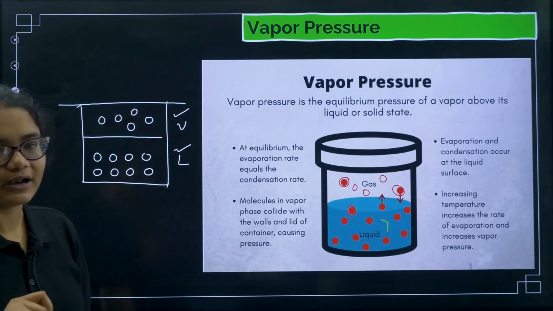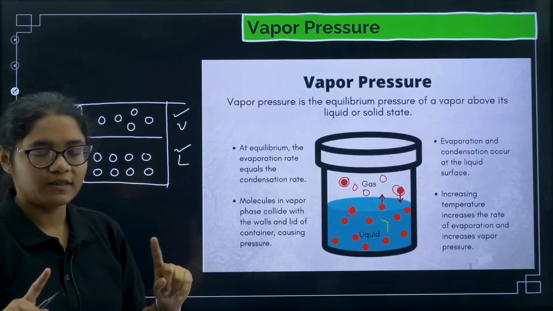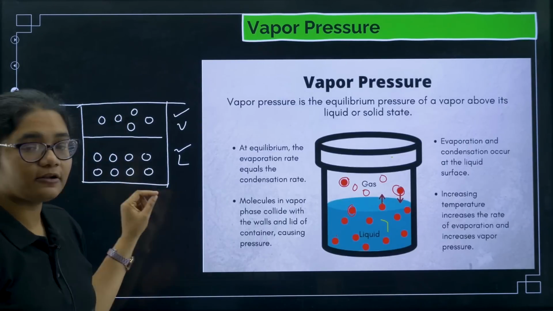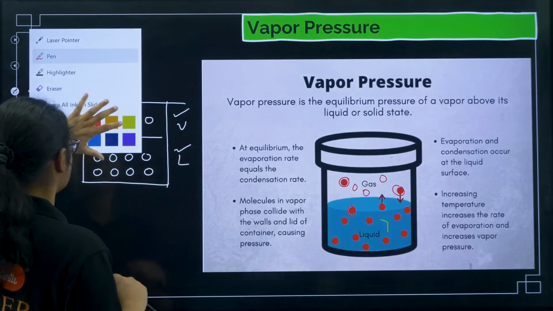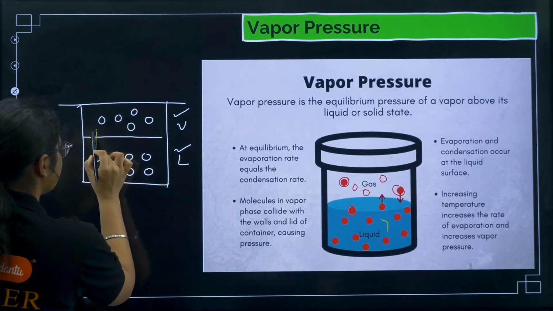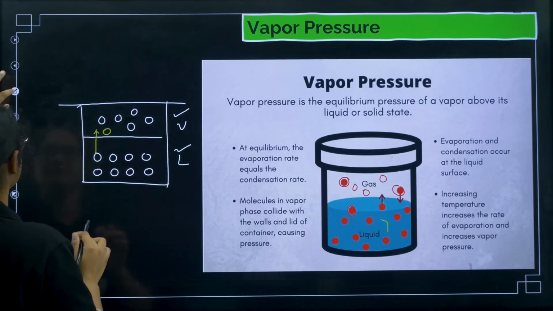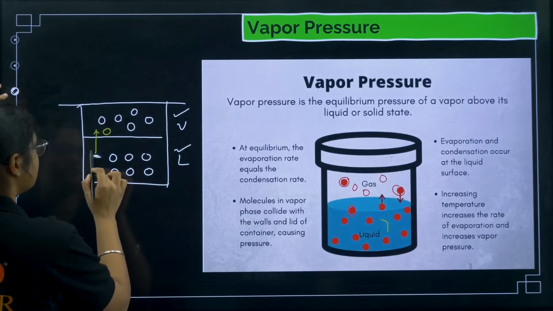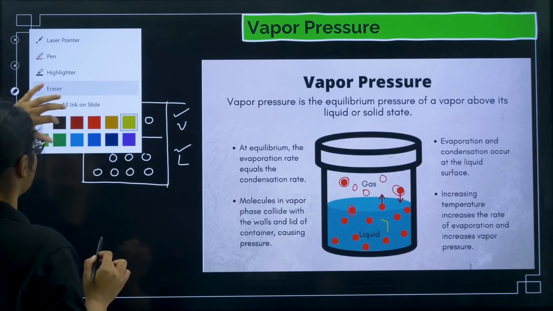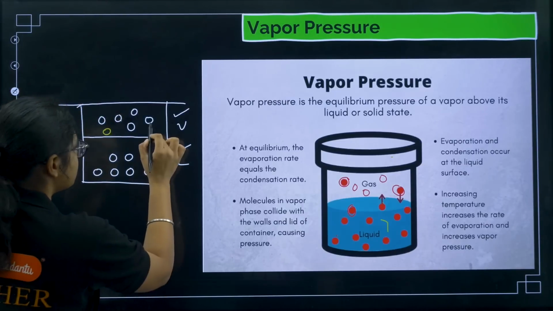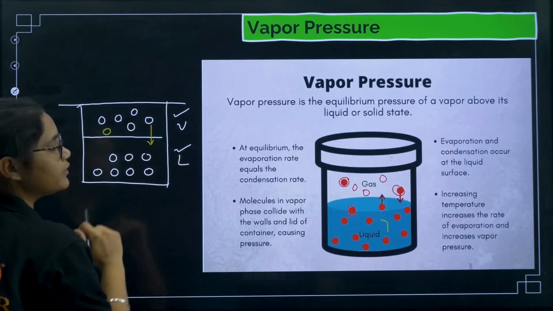Now why is that not happening? Is the process of evaporation and condensation stopped? No, the rate of evaporation and the rate of condensation have actually become equal. What does that mean? Suppose one particle went to the vapor phase. So here one particle formed vapor, that means this one is not there anymore. Now when this one particle went to the vapor phase, at the same time this one particle underwent condensation and came to the liquid phase.